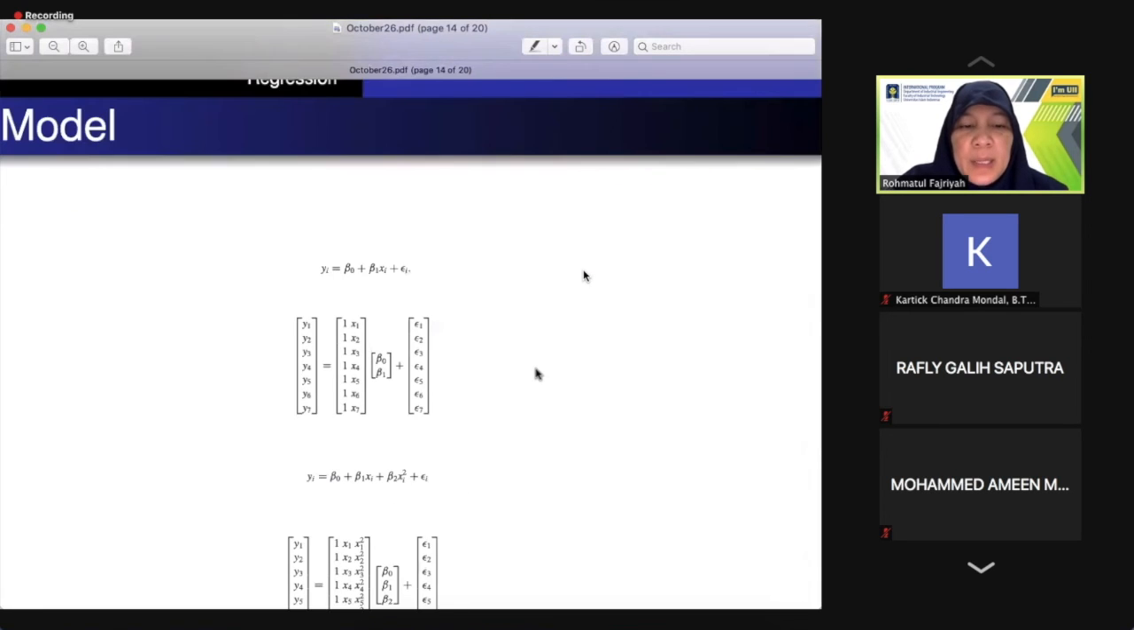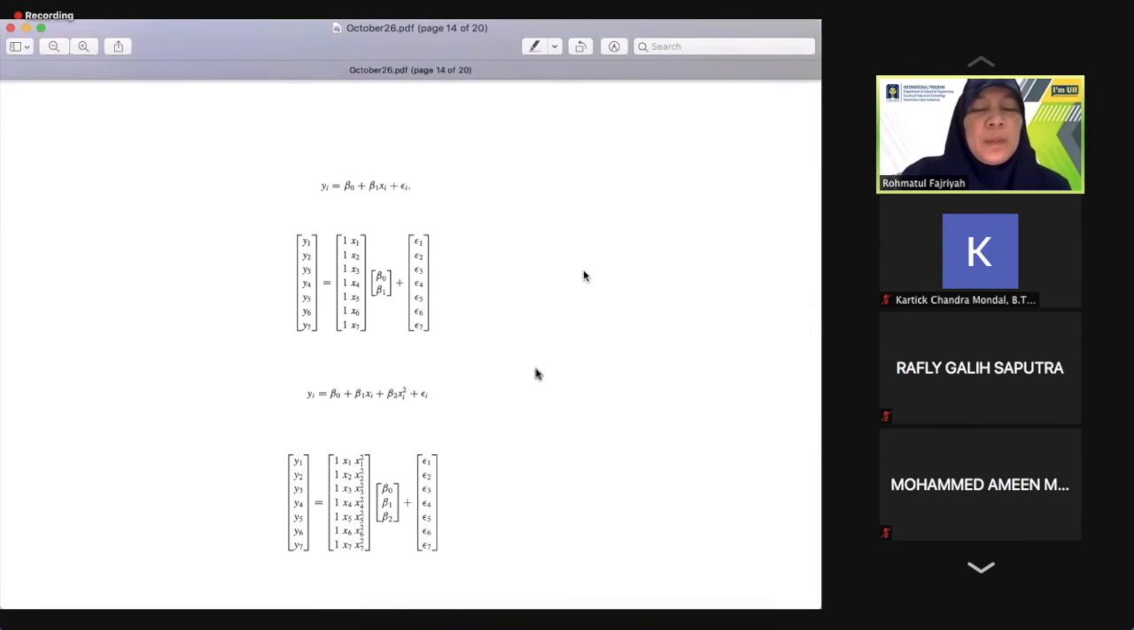Okay, so what is the linear model? There are two kinds of linear model. The first one is linear in parameter. The second one is linear in variable. For a model like this, it means it is linear in parameter and also in variable.